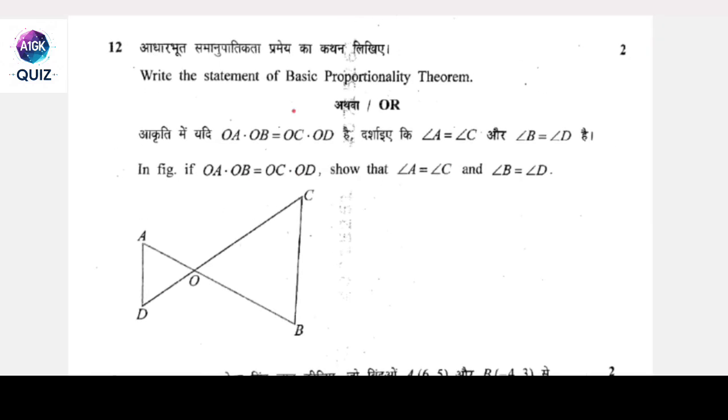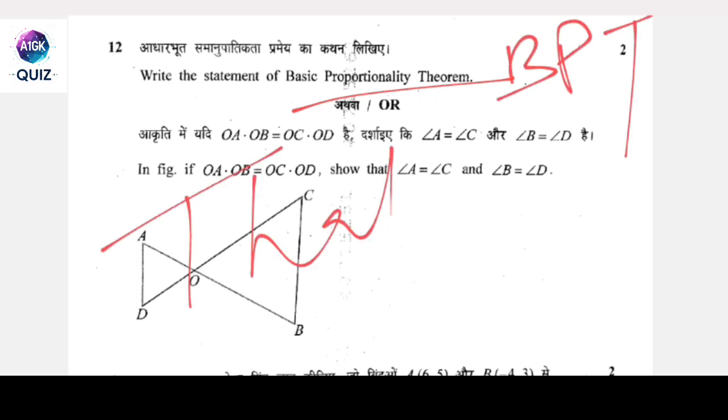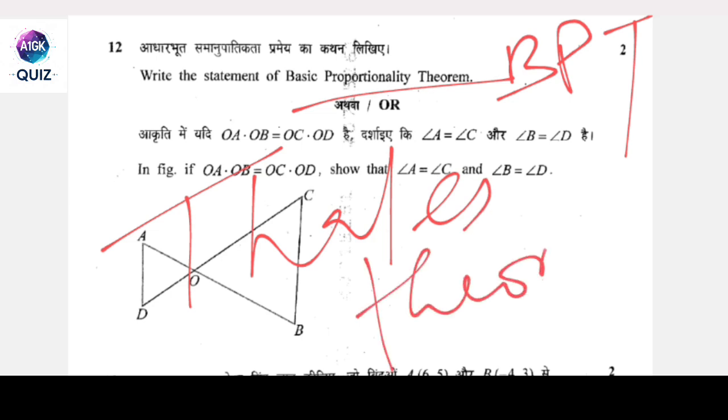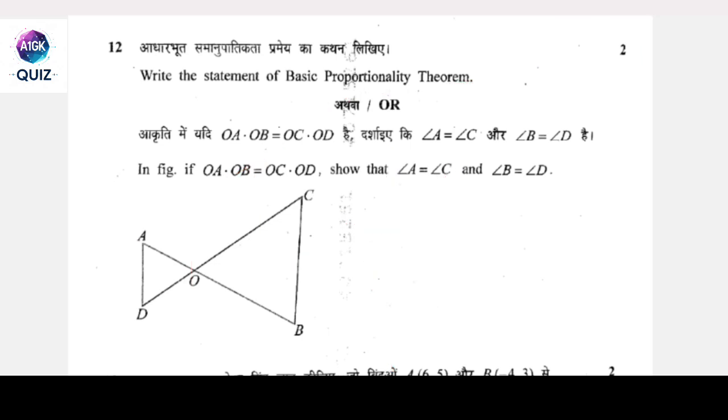Write the statement of the basic proportionality theorem. Basic proportionality theorem means BPT. BPT means Thales theorem already. What Thales theorem said, that he said that if a line divides the two sides of the triangle such that the drawn line is parallel to the third side, then the two sides which are divided at two distinct points are in the same ratio. Thales said that.